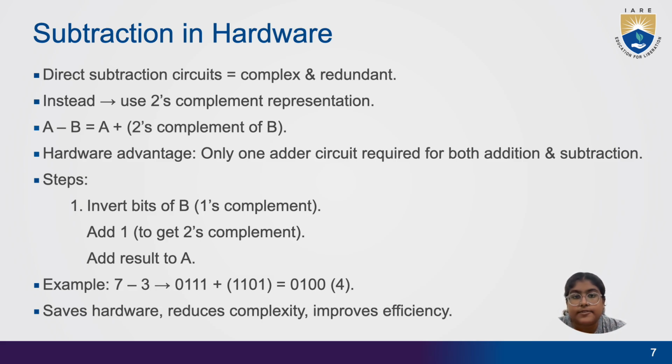For example, 7 minus 3 in binary is just 0111 plus the 2's complement of 3, which comes out to 0100, or 4. This saves hardware, simplifies design, and allows one unified circuit to perform both addition and subtraction.